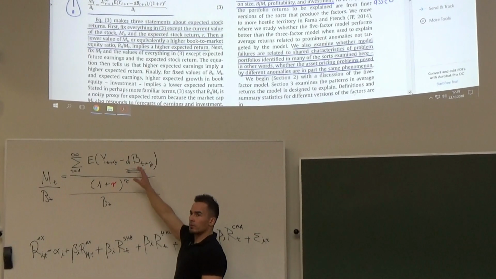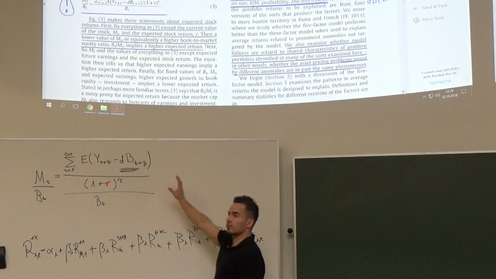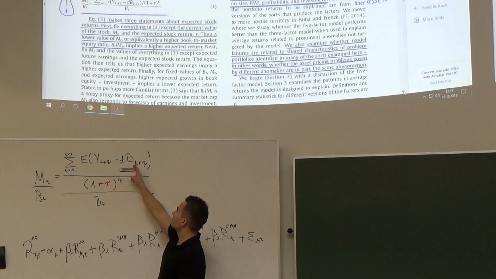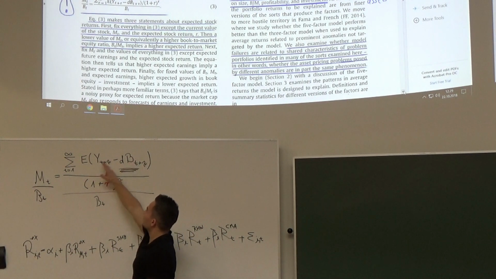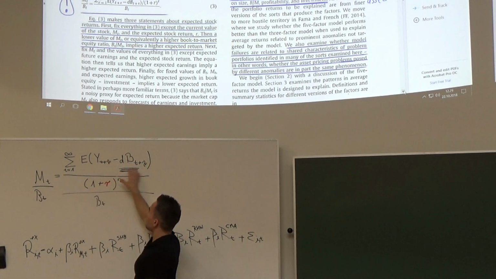If the change in book value increases, it means that we have asset growth. It's the asset growth effect. So how does this guy here need to adjust if this increases? If this increases, it means that this overall expression here decreases. This becomes smaller.